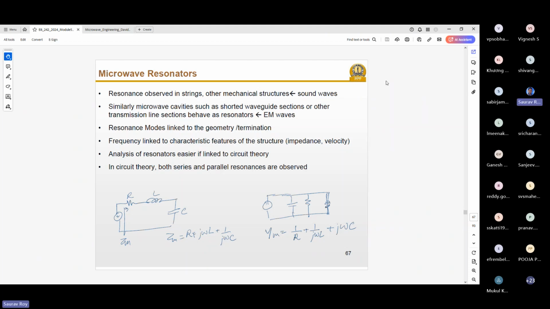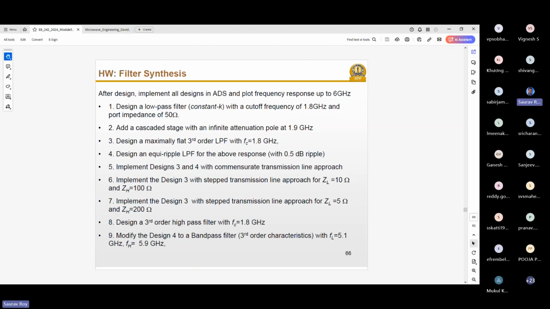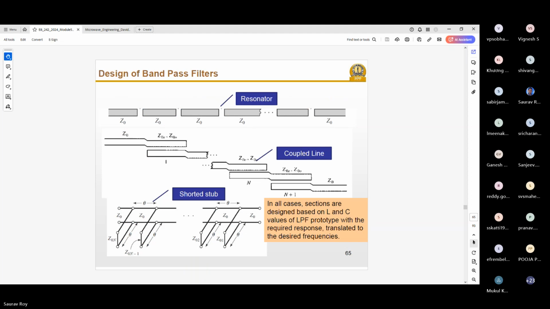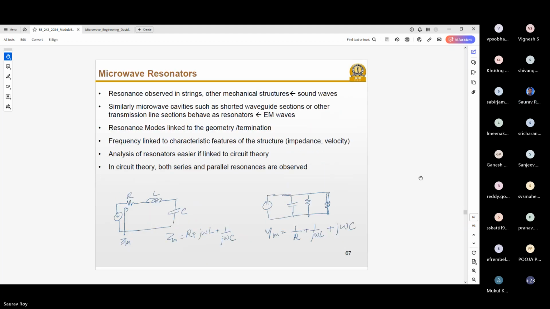Okay, so I am back. Do you have any questions so far? Otherwise we'll start the resonator side. Just a minute.